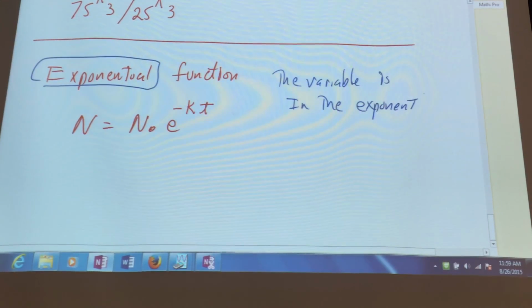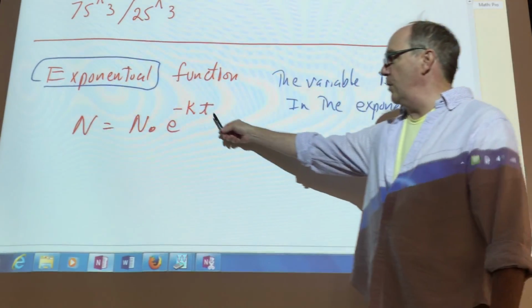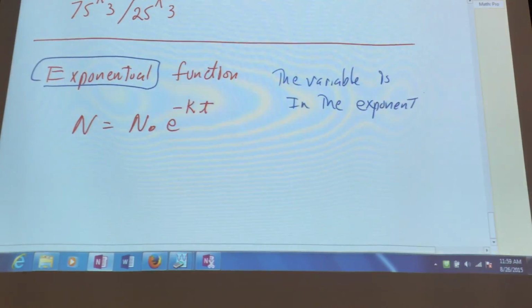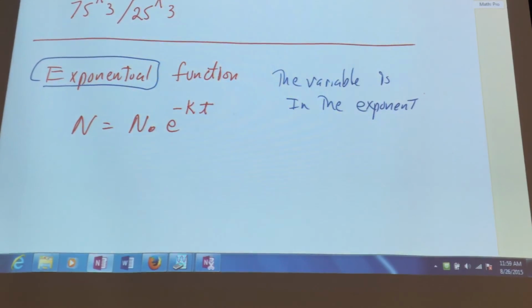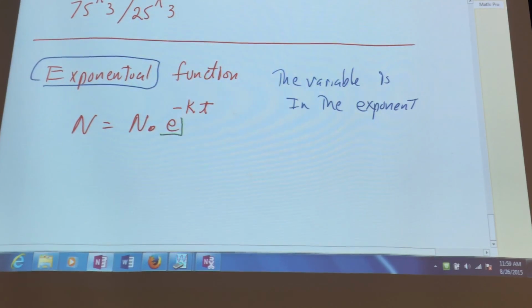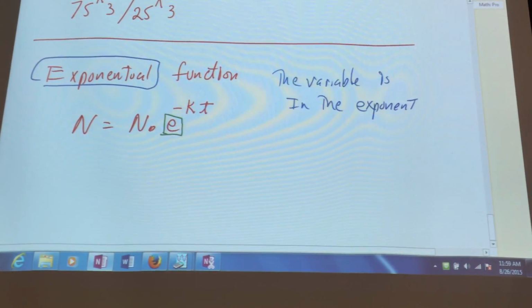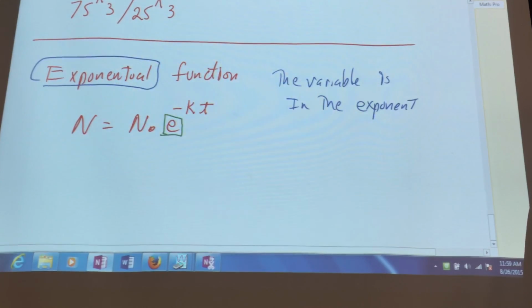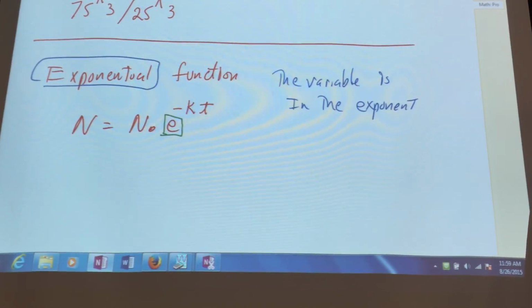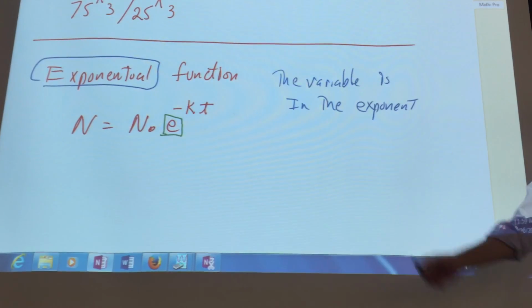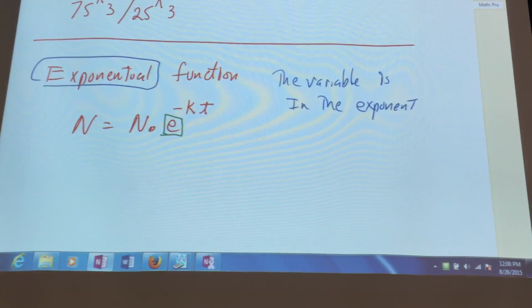Okay, so we have an exponent, and our variable is in the exponent. k is just some number. We're not going to worry about what that number is in particular. What is this creature doing here? It's not Pac-Man. What is e? 2.78 something something. 2.78 and change, yes. It's just a number. It's a rather important number if you're a mathematician. It's like one of the most important numbers on the planet next to pi.